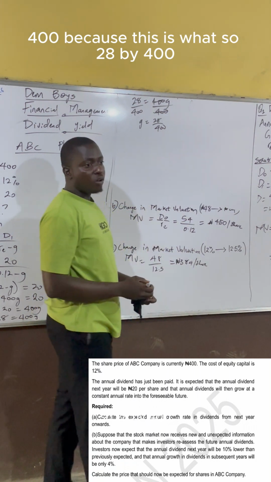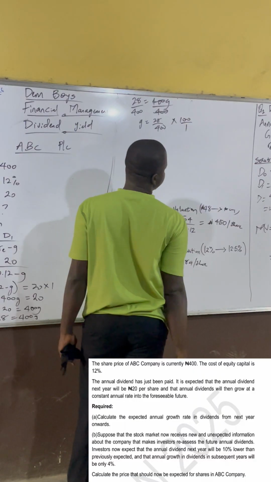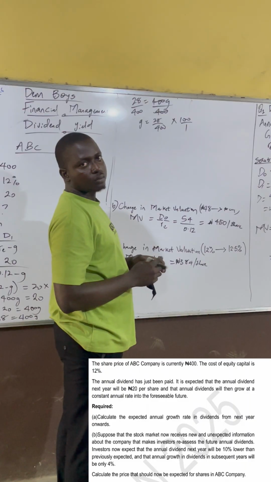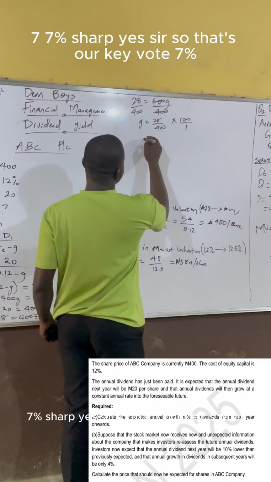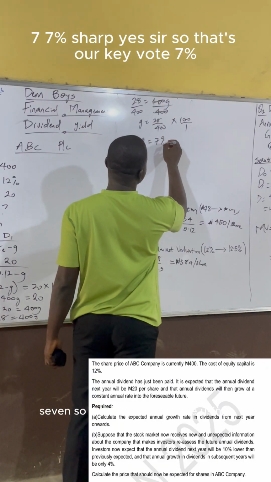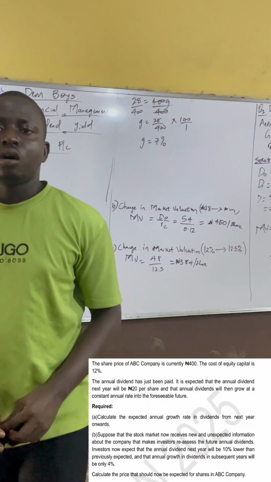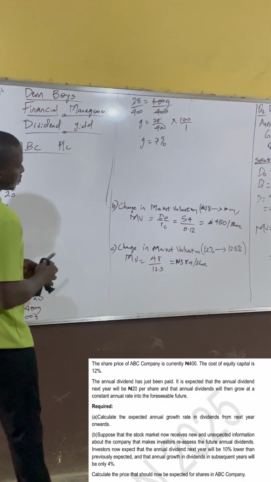So 28 divided by 400 times 100 over 1 is what? 7%. So that's our G, 7%. So this 7% will be used onward.